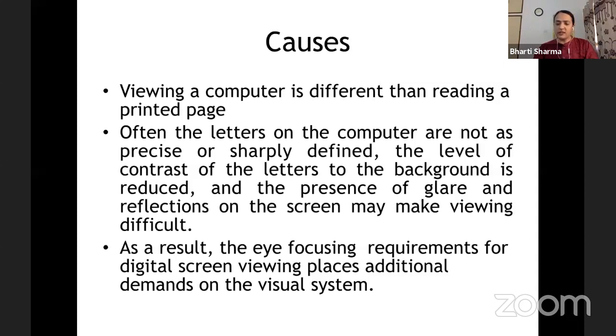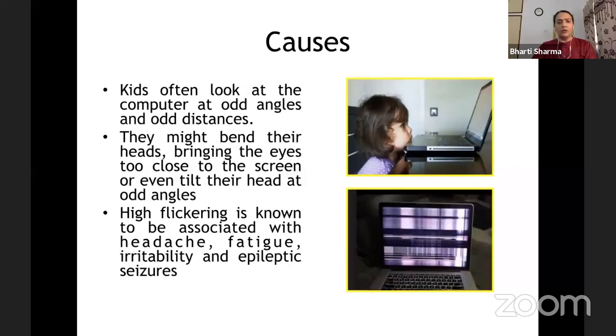What is the visual system? I'm talking about the eye as a whole. So when we are watching the computer, the eye has to work extra to look at the computer as it would do from reading a book. So what causes this computer vision syndrome?